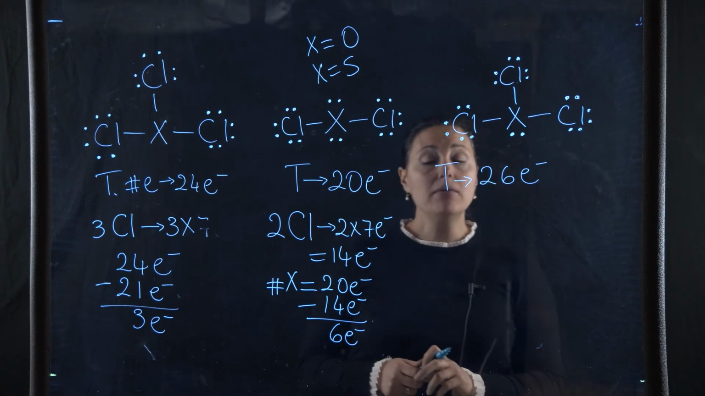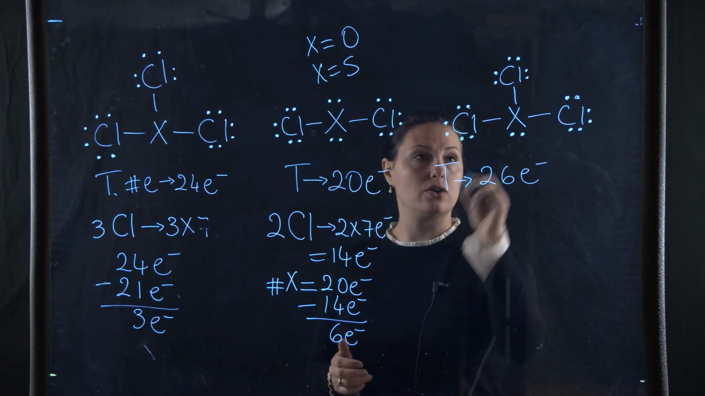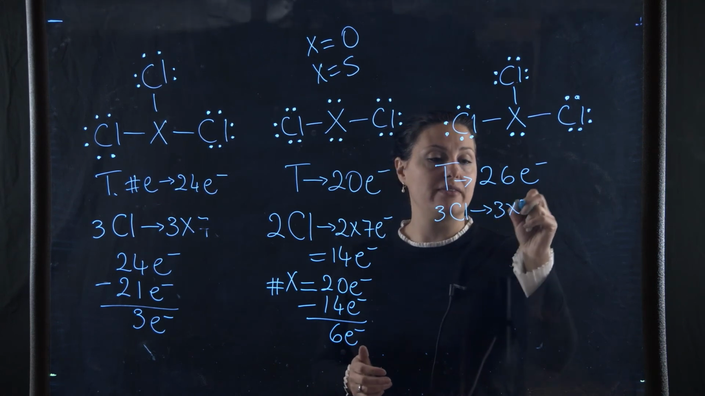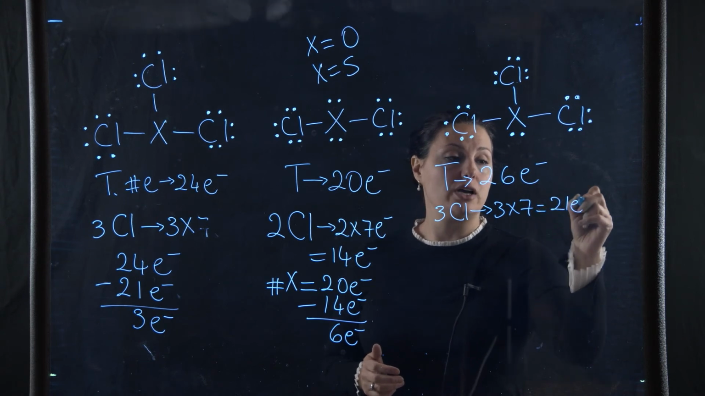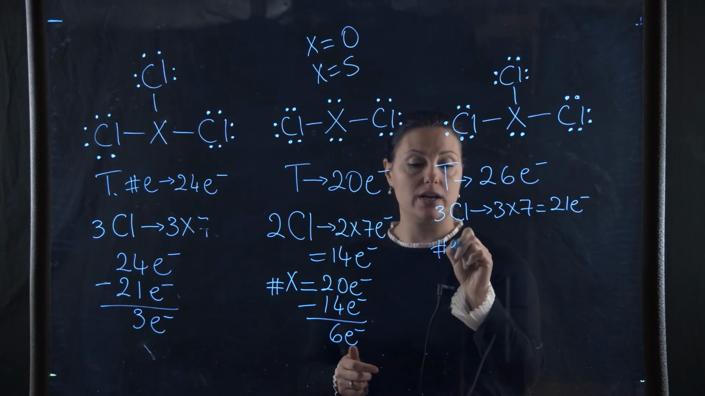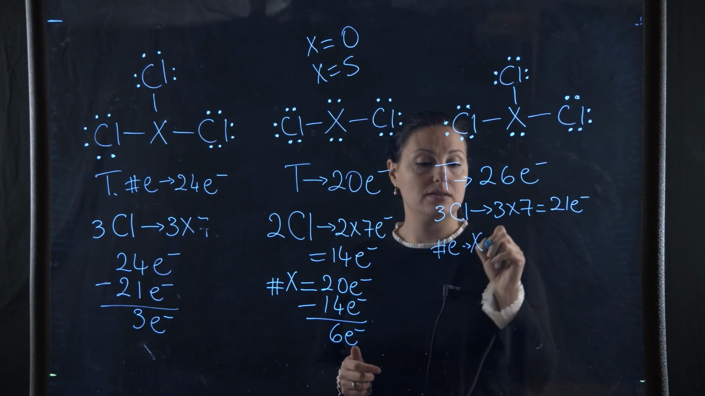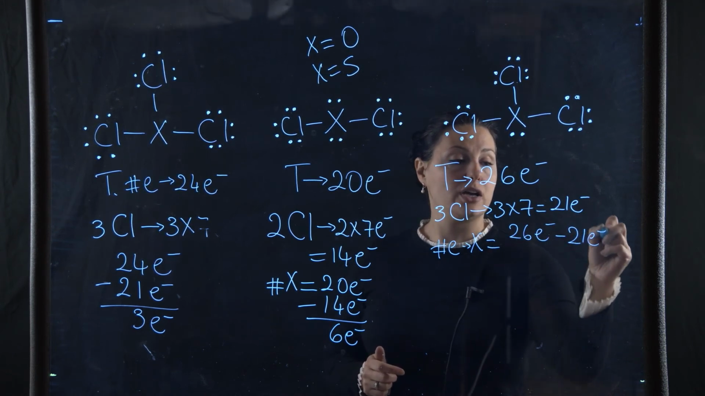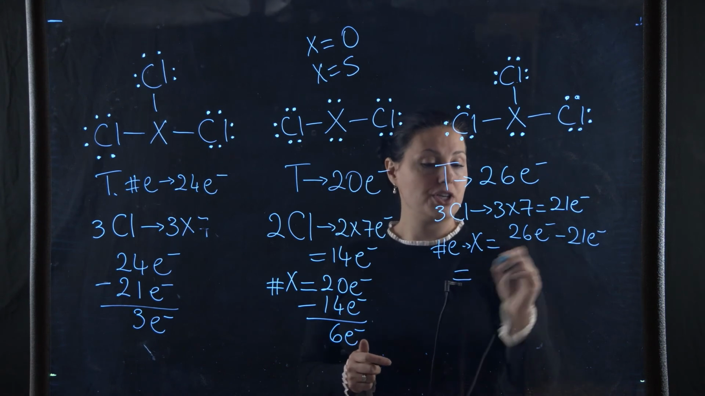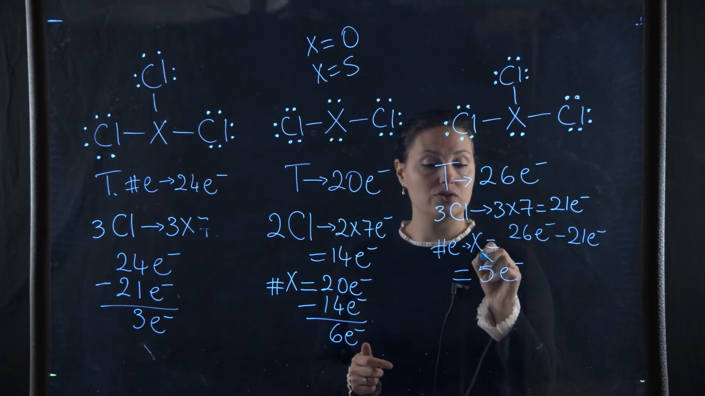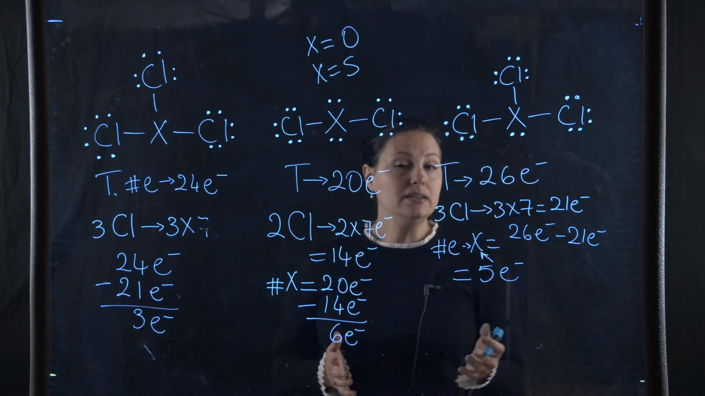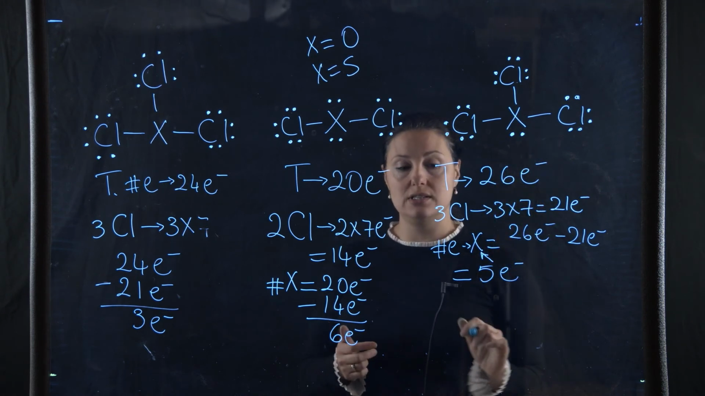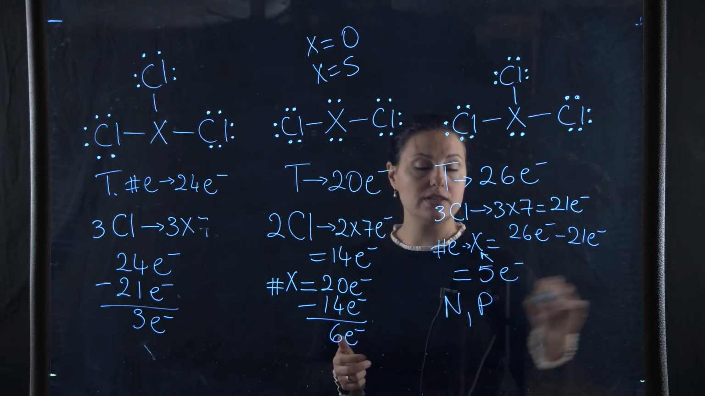Okay. How many electrons come just from the chlorine? I have 3 chlorines, which give me 3 times 7 equals 21 electrons. Therefore, the number of electrons that come from X is equal to 26, the total number, minus 21 electrons from the chlorines, which gives me 5 electrons that belong to my element X. Any of the elements that belong to group 5 will fit this description. So I could say nitrogen or phosphorus or any of the others.